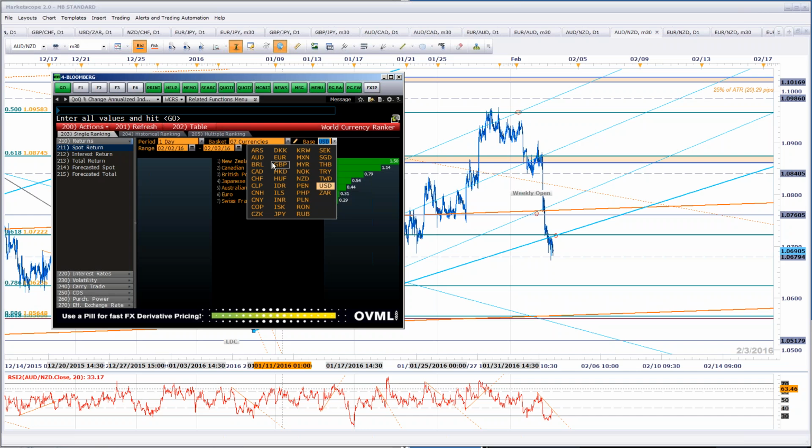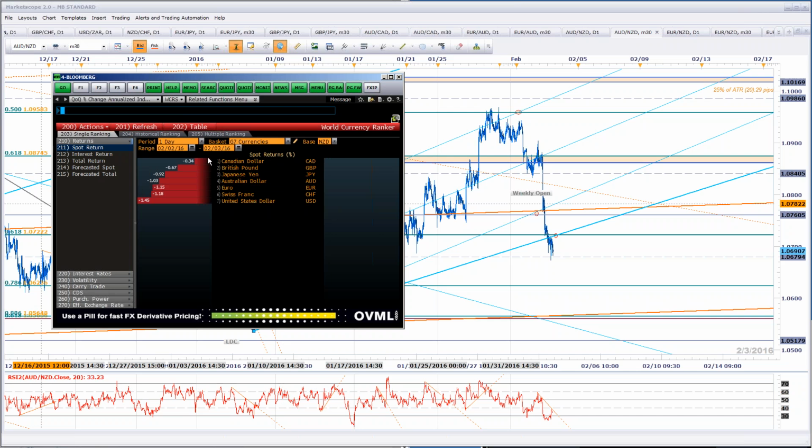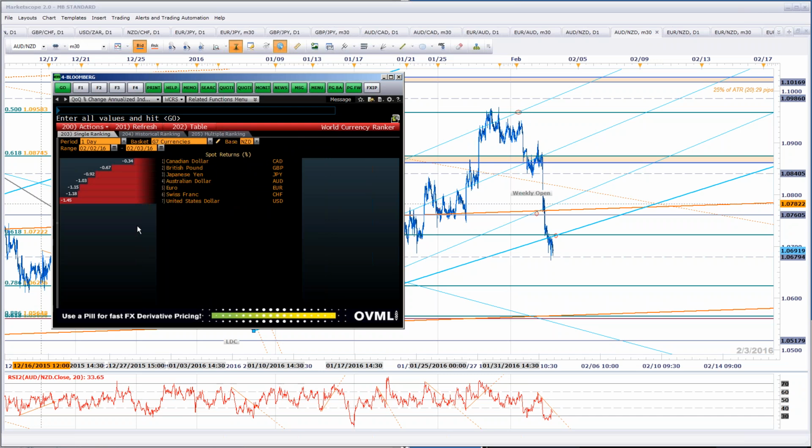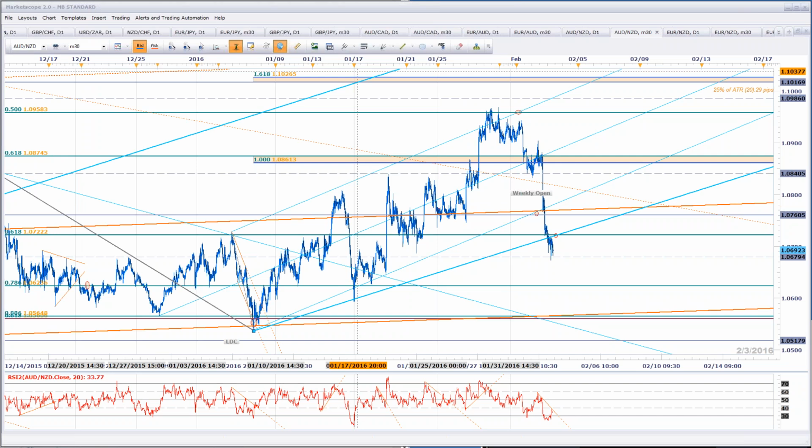If we just take the Kiwi base, you can see that it's strong against all its major counterparts today, every single one. All right, so Craig is saying his first target is 107.50. Yeah, I see that. 107.95 would be the second target.